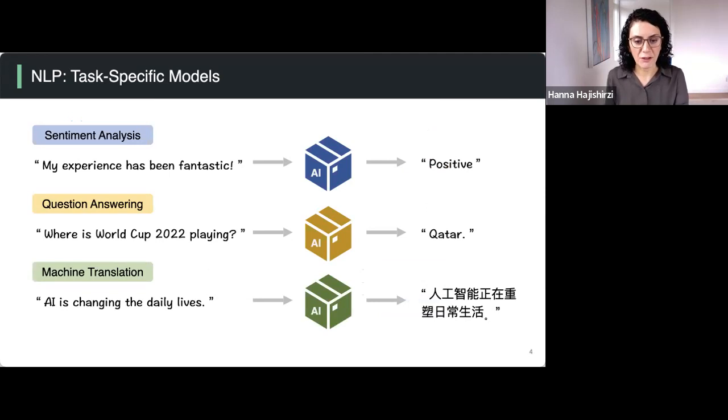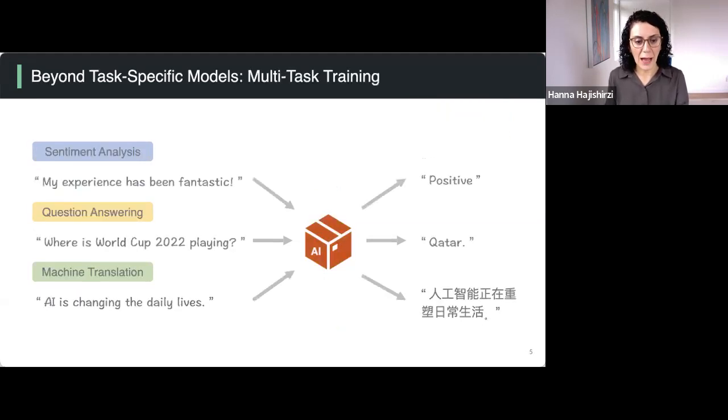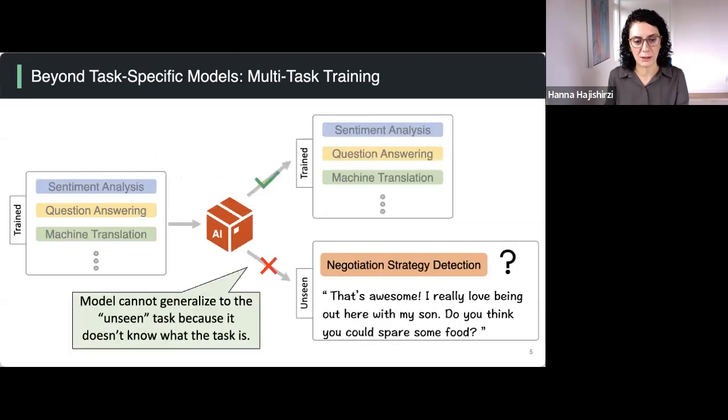With this paradigm, we have observed great progress in building specialized or task-specific models. For instance, we have models with excellent performance on sentiment analysis, question answering, and machine translation. However, these models usually cannot generalize across tasks. How can we build models that can work well across many NLP tasks? For example, if we could do some sort of multitask training and build general NLP models, can we say now they can generalize to an unseen task such as negotiation and strategy detection? This is really hard, mainly because the models don't know what that new task would be, and they don't know the definition.